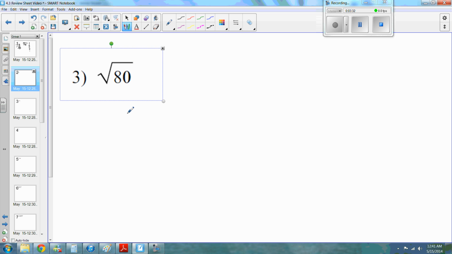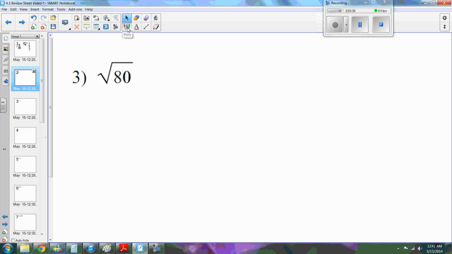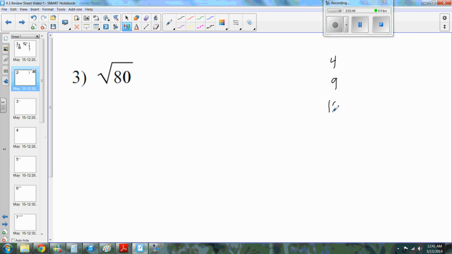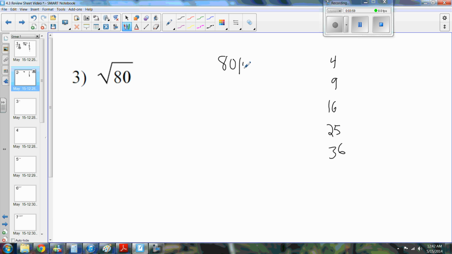Next one, square root of 80. Okay, so square root of 80. We are trying to identify the greatest perfect square factor of 80. And here's where what I was talking about from the last problem sort of comes into play. We are listing all the perfect square factors, 4, 9, 16, 25, 36, etc.